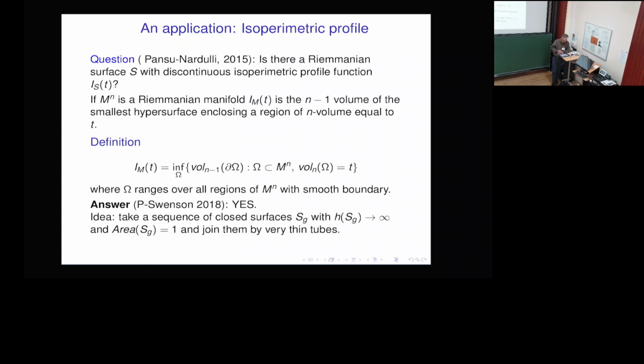Now, in fact, there is such a manifold, and how does one construct it? One takes a sequence of closed surfaces with Ziegler constant going to infinity and area equal to 1, and joins them by very thin tubes. If you do this construction and you do the calculations for the isoperimetric profile function, you see that you get a discontinuous function. Okay?